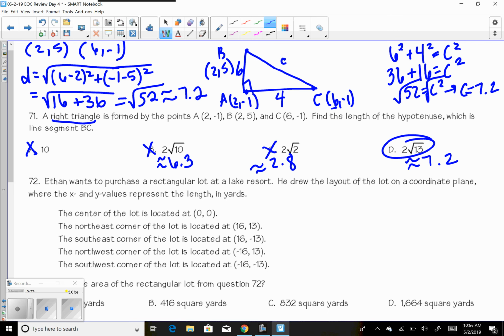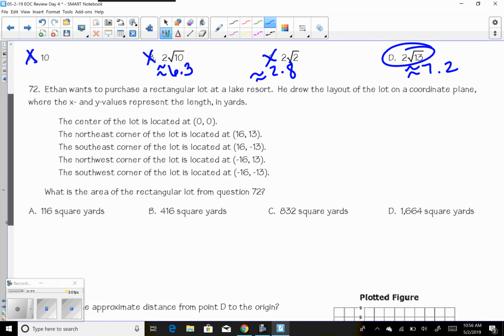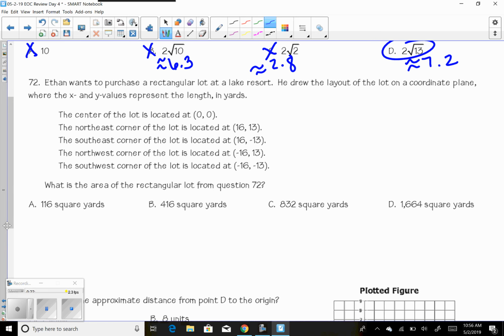Okay. All right, 72. Ethan wants to purchase a rectangular lot at a lake resort. He drew the layout of the lot on a coordinate plane where x and y values represent the length in yards. Okay, so the center of the lot is located at 0, 0. The northeast corner of the lot is located at 16, 13. The southeast corner of the lot is located at 16, -13. Northwest is -16, 13. Southwest is -16, -13. What is the area of the rectangular lot?